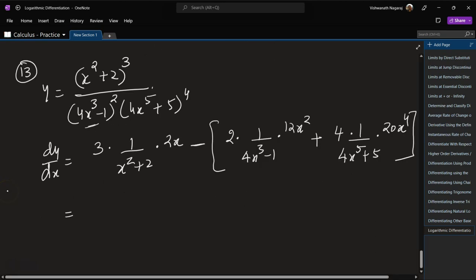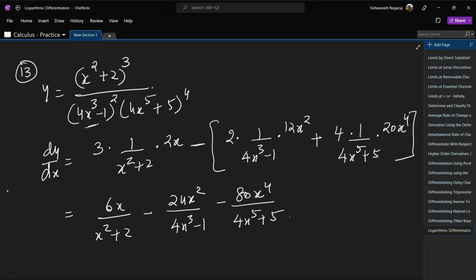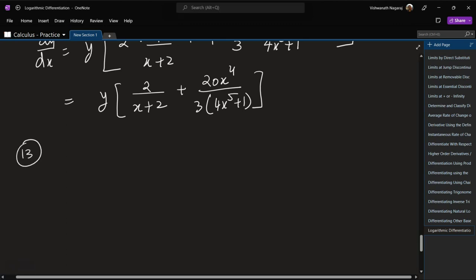Now let's simplify this. We get 6x by x square plus 2 minus 24x square by 4x cube minus 1 plus, and we have 80x to the power of 4 by 4x to the power of 5 plus 5. We can leave it at this place. So this is the derivative. Let's look at the next one.